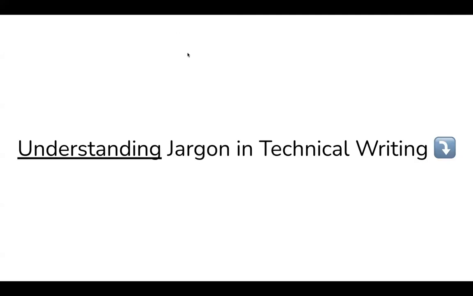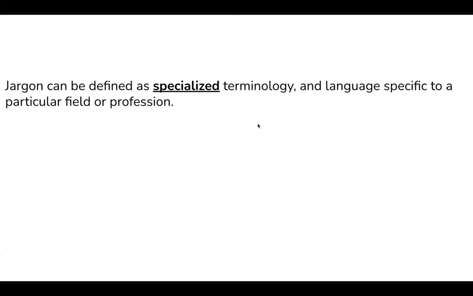Today we are going to be understanding what jargon in technical writing is and how to use it properly. Also, we'll be looking at passive and active voices in technical writing and how to use them properly. So, what is jargon? Jargon can be defined as specialized terminology and language that is specific to a particular field or profession. So, they're things that you expect your readers to understand if they are seasoned professionals, right?